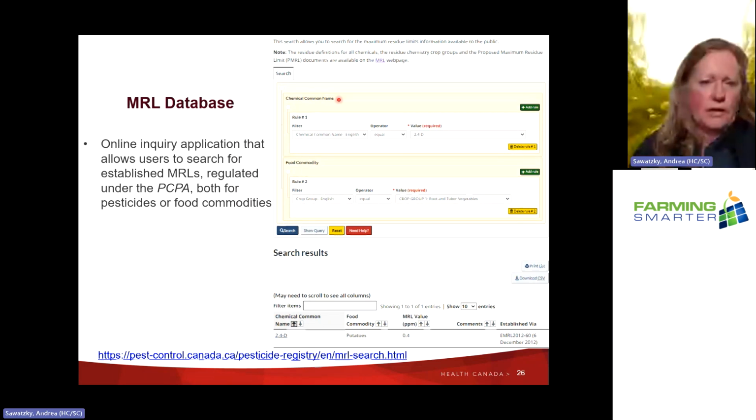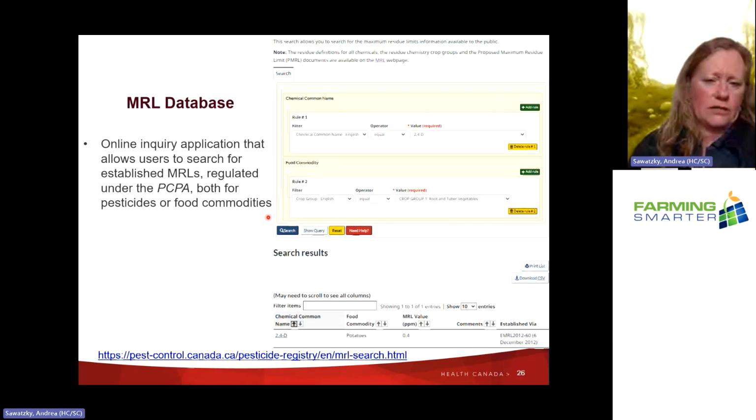So if you look at it, you have the search buttons right here, and then you can type in here for a search. For example, what I did here: I'm going to say chemical common name equals, I'm going to look for 2,4-D. I want to know what the maximum residue limits for 2,4-D are, and I can pick any food commodity I want. So I'm going to go for crop group here, and I'm going to go for roots and tuber vegetables. Looking at all my roots and tuber vegetables, what are the MRLs for 2,4-D?